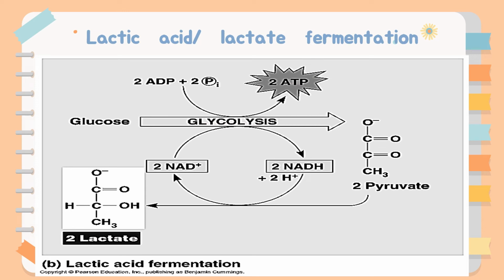While in lactic acid fermentation, glucose undergoes glycolysis forming 2 pyruvate and 2 ATP by substrate level phosphorylation. Then later, pyruvate undergoes reduction forming 2 lactate, meaning that here there is no production of CO2.